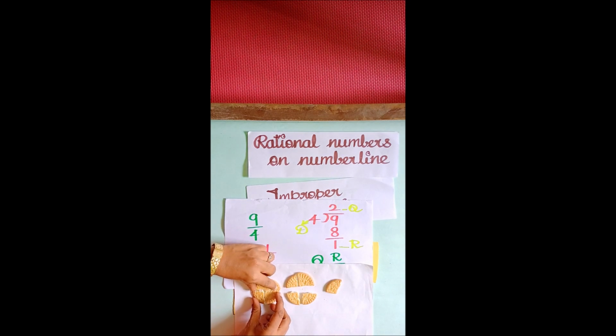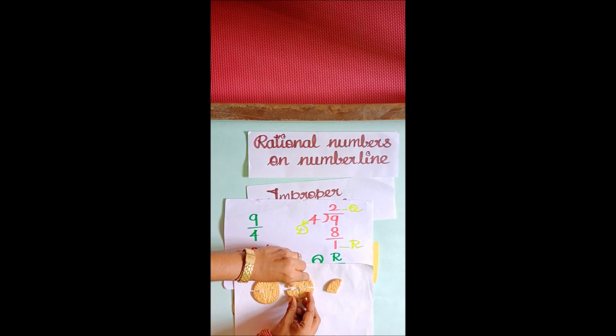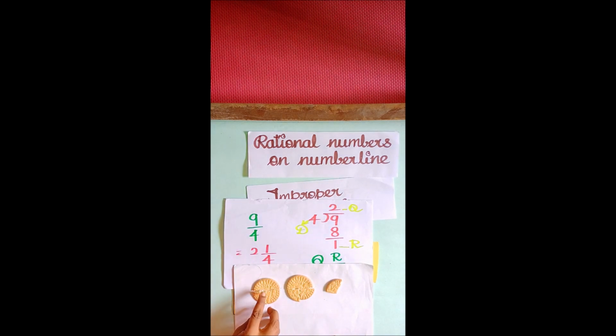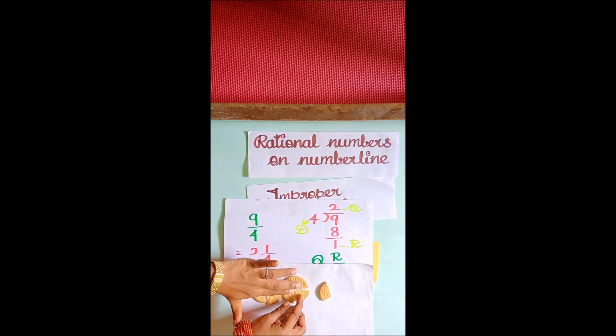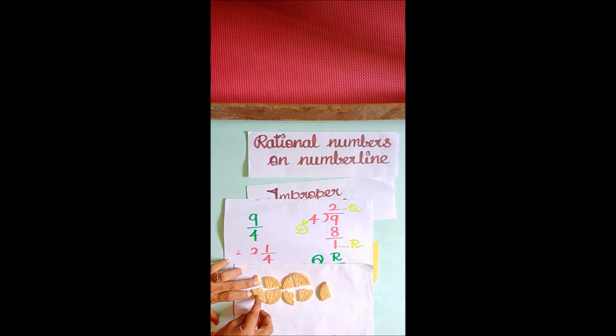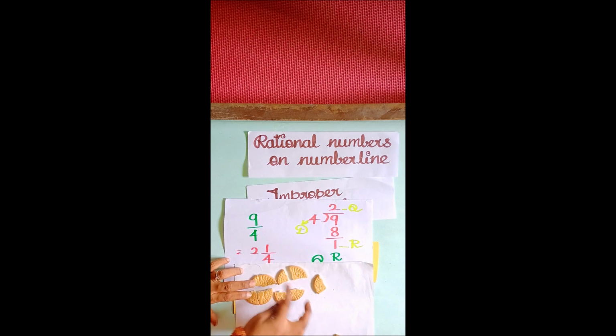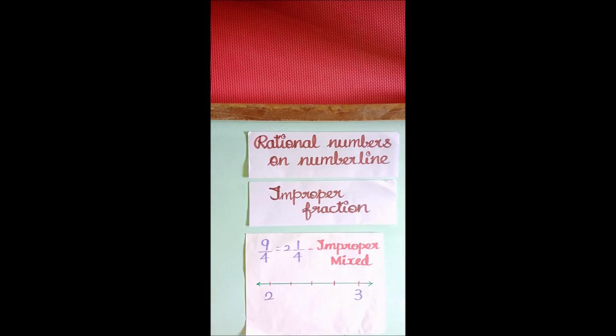So these are whole biscuits. So 1, 2 whole biscuits. This is the 1 by 4th portion of that biscuit. So this is the easy way of representation. Also you can check the improper fraction value. So add the portions we have separated here. 1, 2, 3, 4, 5, 6, 7, 8, 9. So we can easily say this 9 by 4 is equal to 2 1 by 4 with this example.